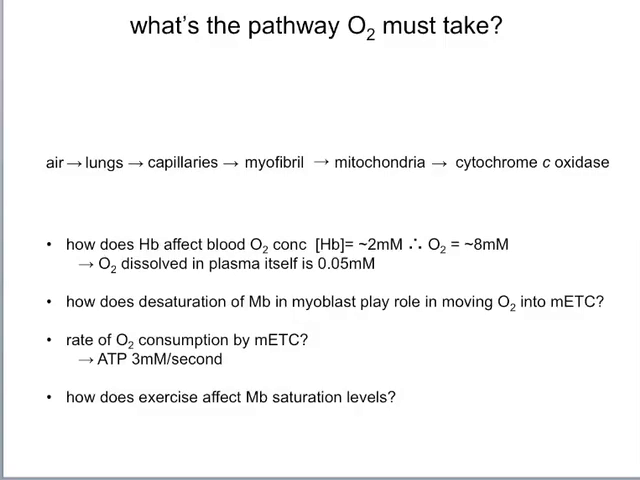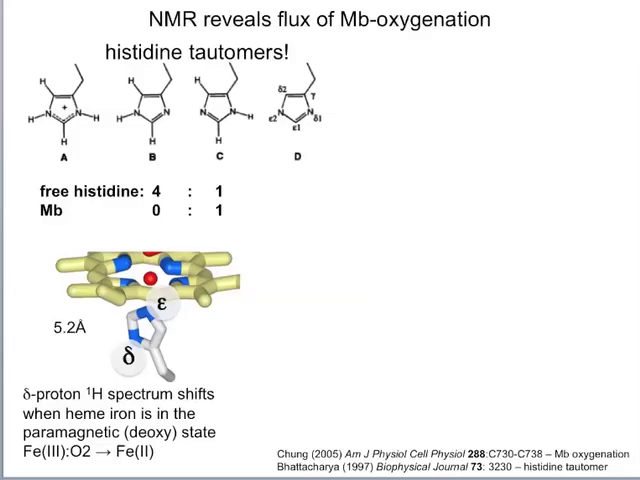And I have a couple of fairly complicated slides that are going to describe some of the experiments that folks are doing to try to understand this myoglobin saturation and desaturation during exercise. What I'm going to show you are NMR experiments, again looking at the flux of myoglobin and the flux of oxygen through myoglobin. And the story begins with the fact that histidine can exist in a bunch of tautomeric states.